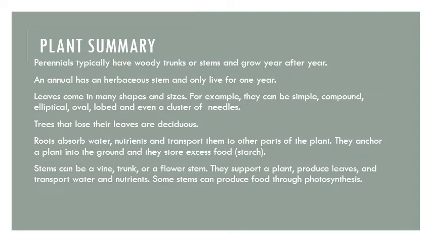So leaves come in many shapes and sizes. We're not going to go into great detail about that, but on a plant, they can be a simple leaf, a compound, which means it has many leaves on one stem. It can be elliptical, oval, lobed, or even a cluster of needles. So like a pine tree, the needles, those are technically the tree's leaves. So trees that lose their leaves are deciduous. So that means that they lose their leaves in the winter. The tree is then hibernating and sleeping over the winter time, and then in the spring, new leaves bud.